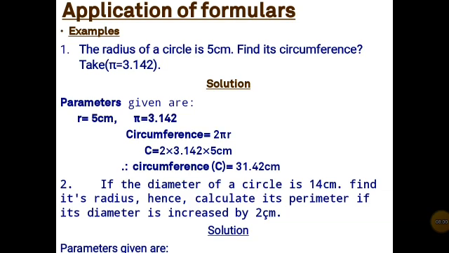Now example 2, it says if the diameter of a cycle is 14 cm, find its radius. Hence, calculate its perimeter if its diameter is increased by 2 cm. So in this question, you have to be very careful in attending the question, because it is somehow logical. It requires very logical reasoning. It's not just a quick approach. Don't take a quick approach to this kind of question. You have to think very well before you answer it.